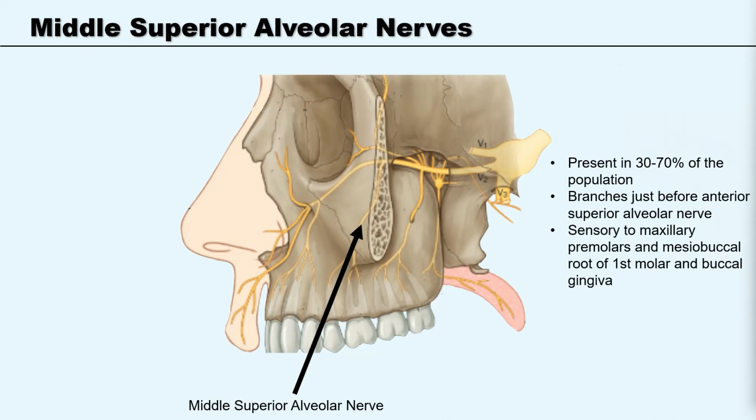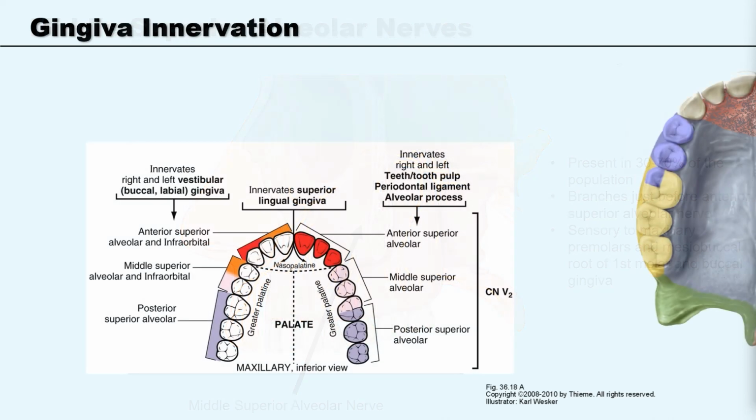When absent, the nerve supply to these structures comes from the posterior superior alveolar nerve and the anterior superior alveolar nerve. This slide shows a nice summary of the innervation of the maxillary tissues. Most left, we have the vestibular gingiva, innervation for the incisors and the canine, by the anterior superior alveolar and the infraorbital nerve.